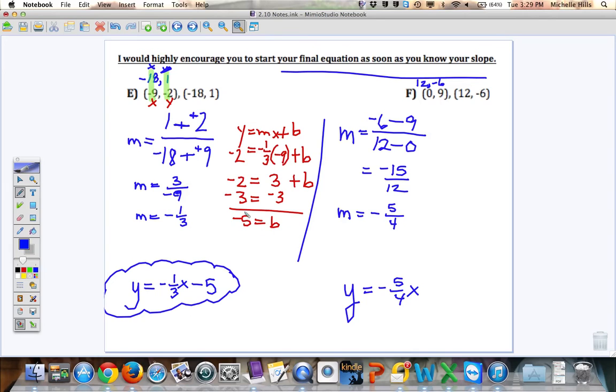Think about what we're doing when we find the y-intercept. We're finding where the line crosses the y-axis. Any point on the y-axis has an x value of 0. So since 0, 9 is a point on the y-axis, and the y value is 9, it means my y-intercept in this case is positive 9, and I didn't actually have to go and calculate it.